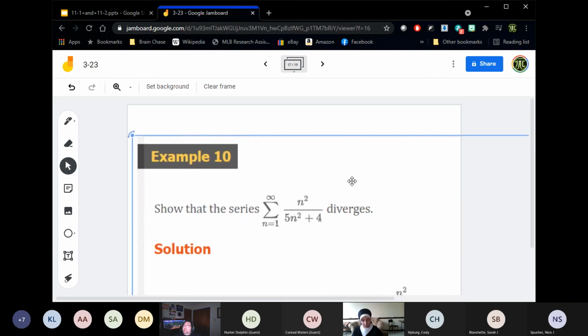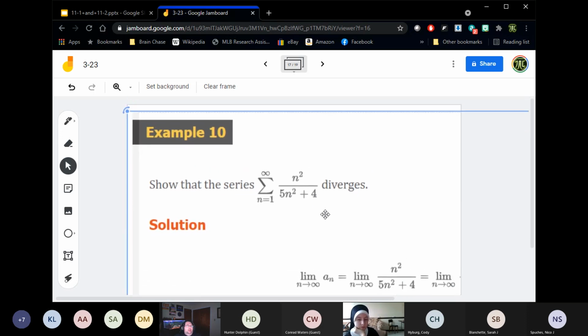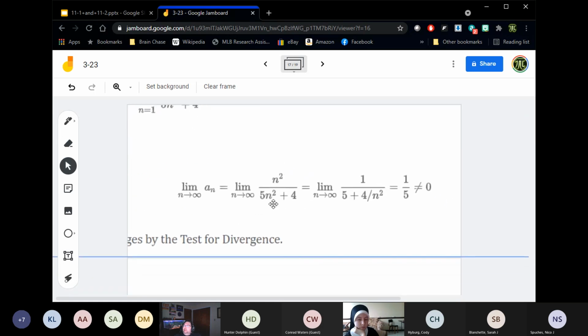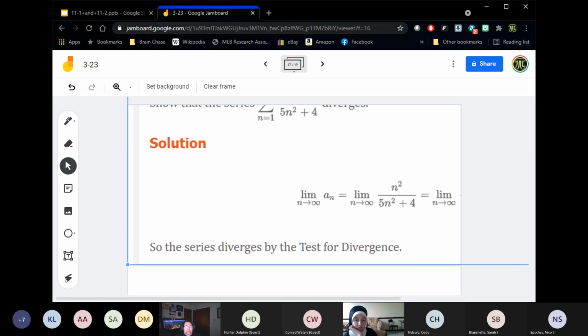All right, so we want to show that this series diverges. So all I'm going to do is look for the limit of this original function there, n squared over 5n squared plus 4. So I'm going to divide them all by n squared. Dividing them all by n squared, I get 1 over 5 plus 4 over n squared. That 4 over n squared goes to 0, so this limit goes to 1/5. Since the limit goes to 1/5, it doesn't go to 0. Therefore, the series diverges based on the test for divergence.